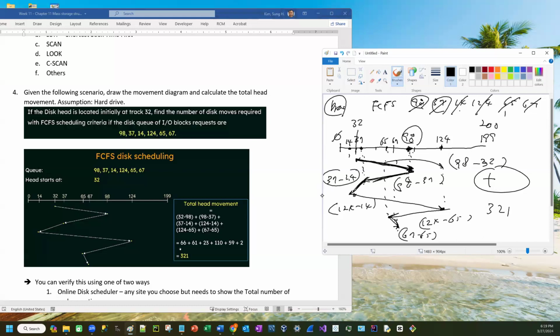If you look over here, this guy did 32 minus 98. If you do it the other way, not like the way I did it, then if you do 32 minus 98, that'll be a negative number. But all this distance is positive. So we are interested in only the magnitude, right? The absolute value. And so make sure that you get 321. Okay. So does that sort of make sense?